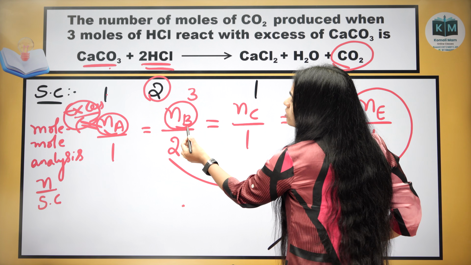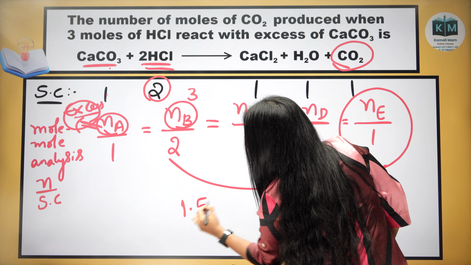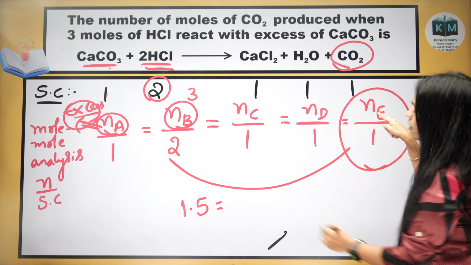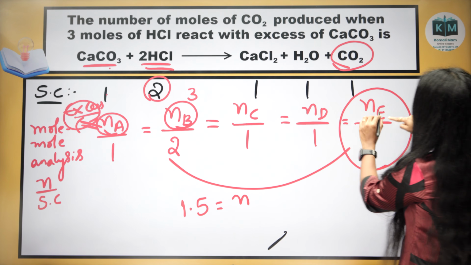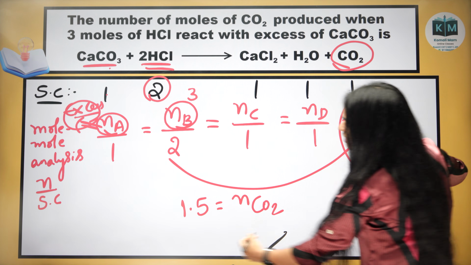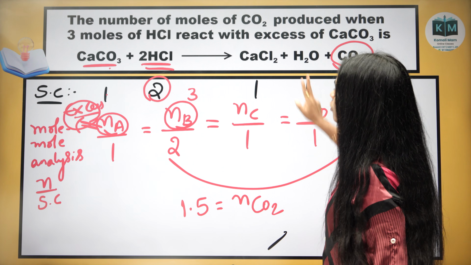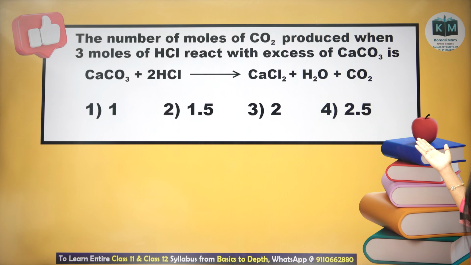How many moles of B? 3. 3 by 2 is how much? 1.5, which is equal to the number of moles of E. E is nothing but CO2. Number of moles of CO2 divided by 1 is there. If 1 moves to that side, it is 1.5 only. So, number of moles of CO2, how much, students? It is 1.5.